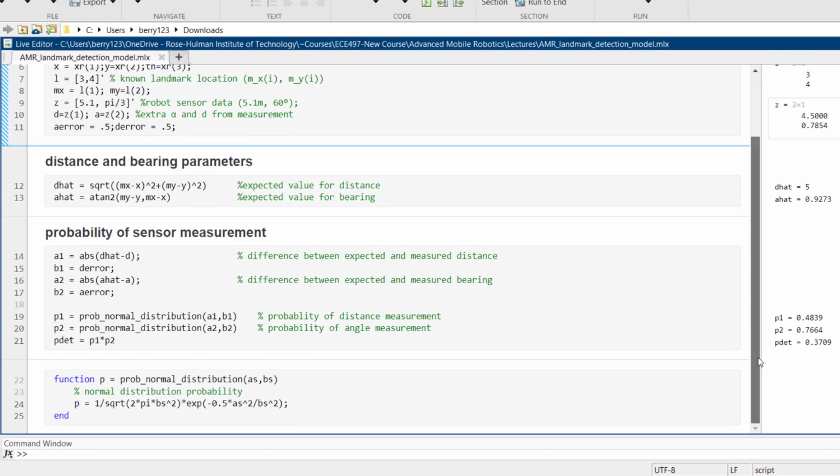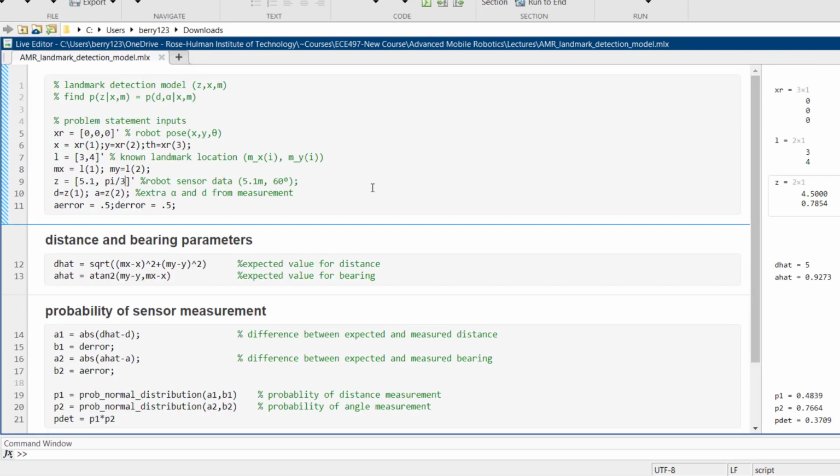So now let's go back up to the top of our code. This first block here is our problem statement. This is where we put in the robot pose, x, y, theta. We put in the landmark, mx of i, my of i. We put in the robot sensor data, which is 5.1 meters, 60 degrees. And we put in our errors, which was 0.5 for our bearing and our distance. And then we run that section.